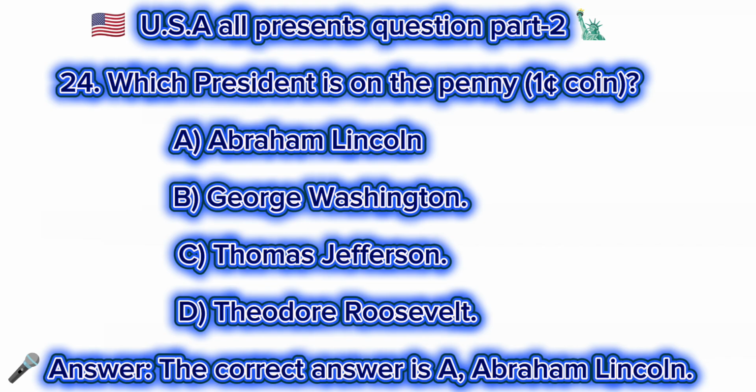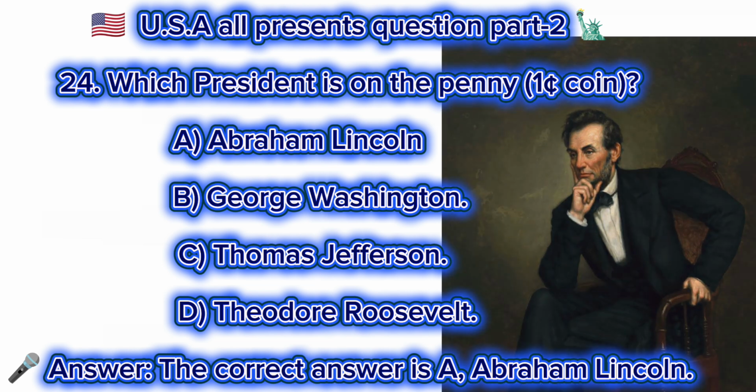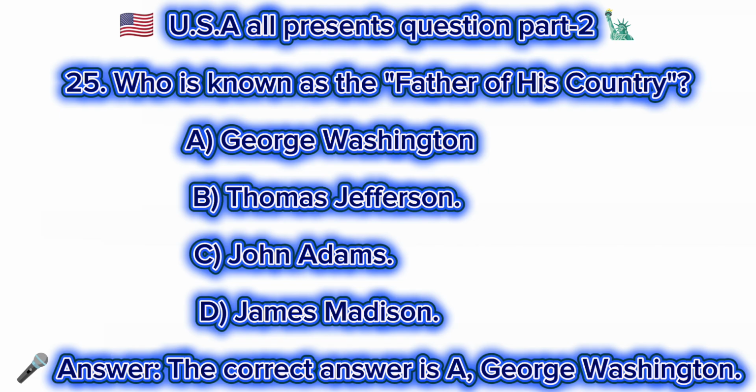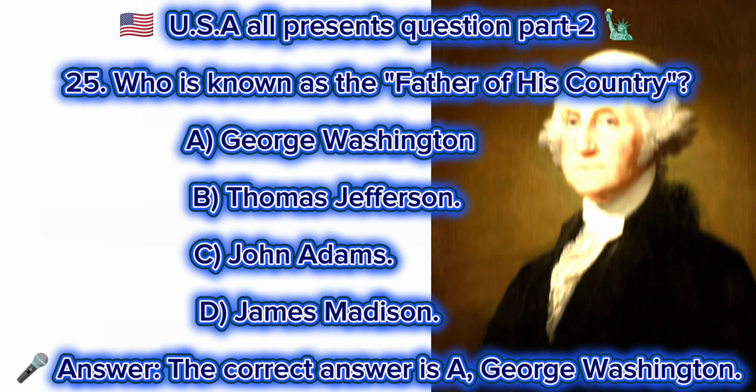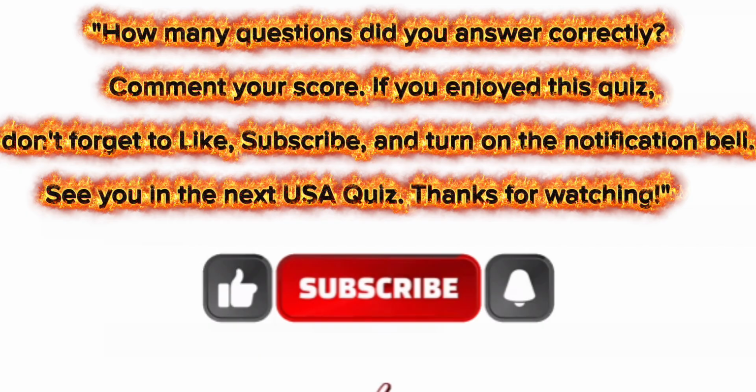24. Which president is on the penny, the 1-cent coin? A. Abraham Lincoln. B. George Washington. C. Thomas Jefferson. D. Theodore Roosevelt. Answer. The correct answer is A. Abraham Lincoln. 25. Who is known as the father of his country? A. George Washington. B. Thomas Jefferson. C. John Adams. D. James Madison. The correct answer is A. George Washington.